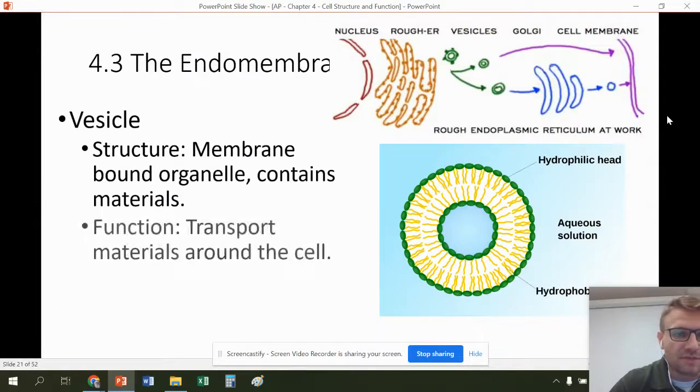All right, the endomembrane system: vesicles. These are just like little transporters the cell uses to transport things around the cell. They typically leave the rough and smooth ER to go to the Golgi body, or they will sometimes fuse with the membrane and expel materials outside the cell. They are made of a phospholipid bilayer, and they're just like a transporter of the cell.